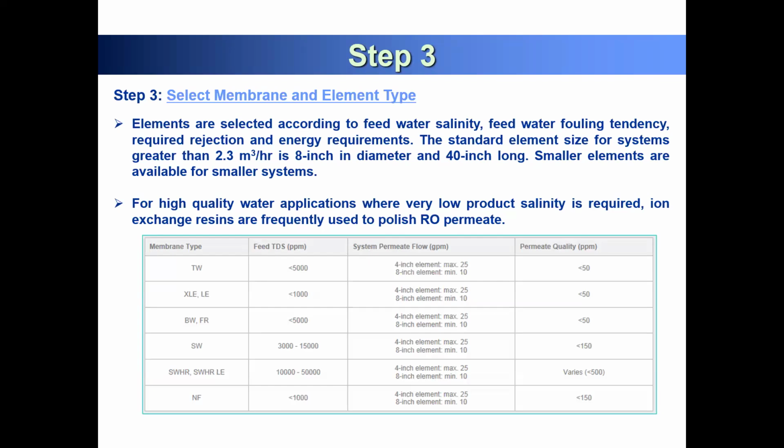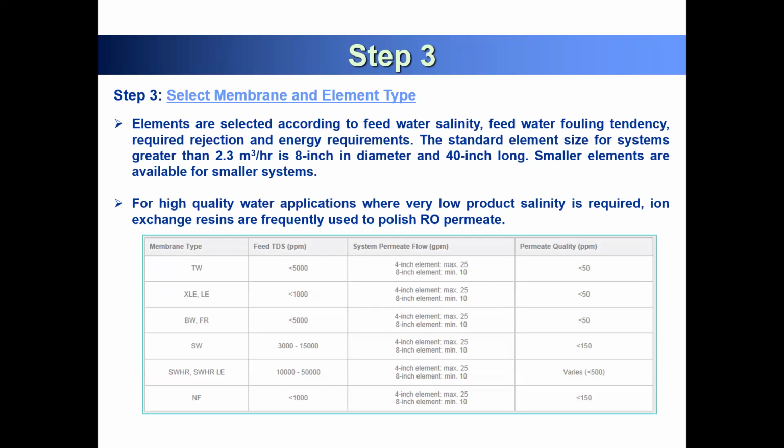But when you have less than 2.3 cubic meter per hour, so there is a half size, like a 5 centimeter diameter, 4 inch membrane element you can purchase. Also, there are small modules. So depending on your design, you can decide a smaller membrane element or the standard 8 inch, which has a higher capacity of more than 2.3 cubic meter per hour, would be useful.